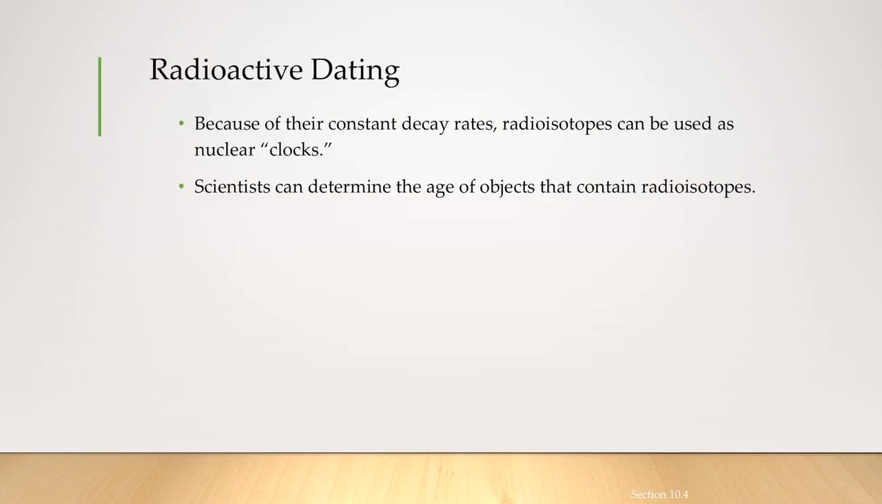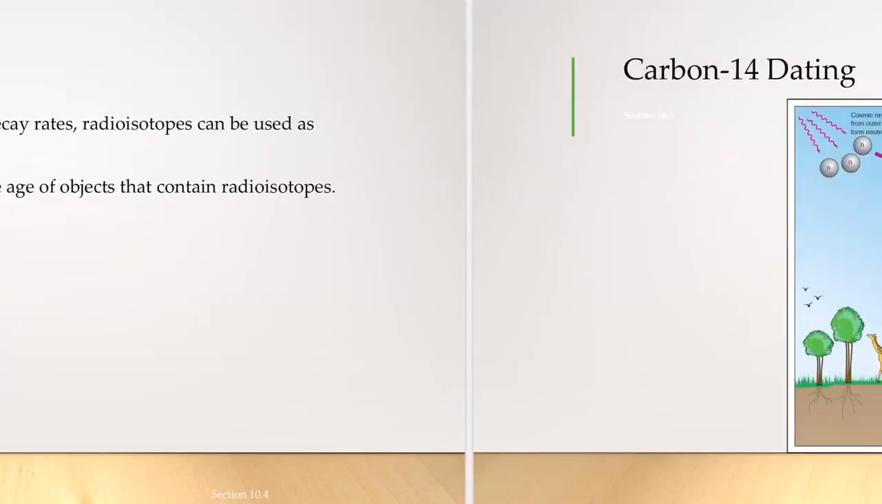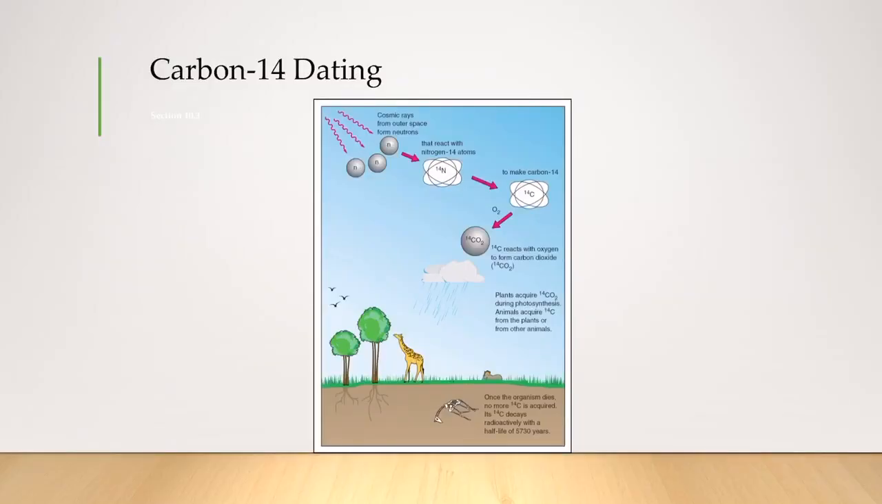Okay, so the next one is radiocarbon dating. Because of the constant decay rates, radioisotopes can be used as nuclear clocks. Scientists can determine the age of objects that contain radioisotopes. One of the advantages of radioisotopes is the dating procedure that can be useful in archaeology. This is used on materials that were once part of living things: wood, bones, parchment, etc.